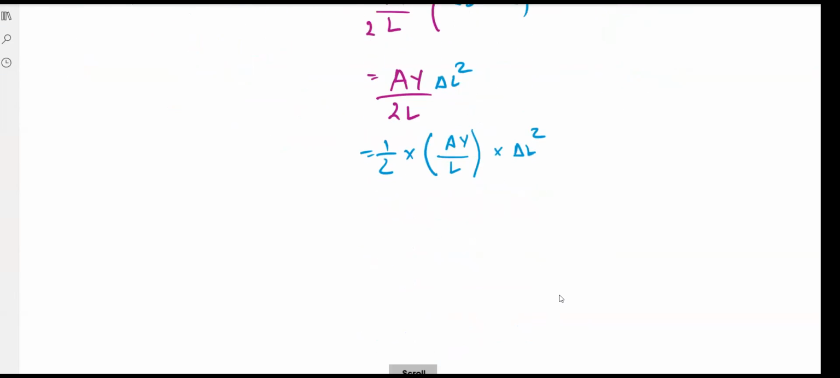Okay, now let us try to rearrange some terms. So it is half, this is half by this is 2, this is 2 into, now think about it. What is the formula of stress? Stress is equal to what? Y into delta L by L. Yes or no? F by A, and also Y into delta L by L.